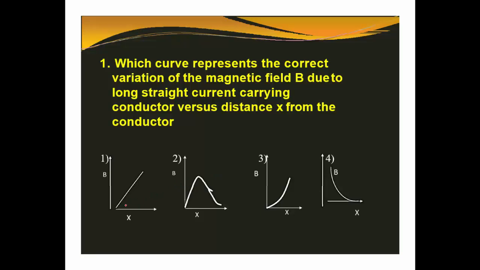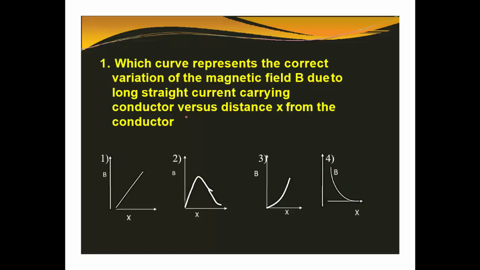In the first graph you can see the magnetic field is increasing, and in the second graph the magnetic field increases first and then decreases. In the third graph the magnetic field again increases non-linearly. In the first one it increases linearly, in the third one non-linearly, but in the fourth one the magnetic field non-linearly decreases.